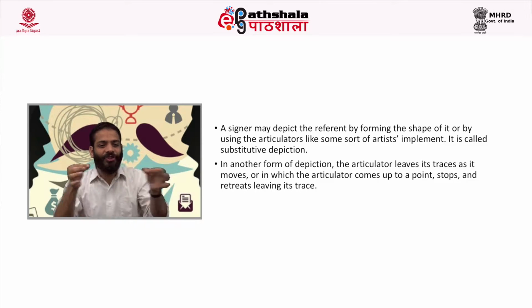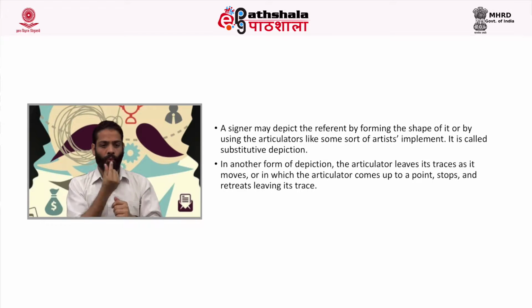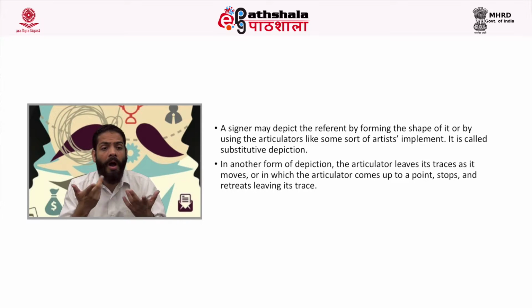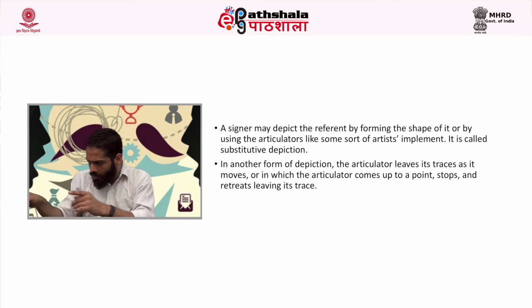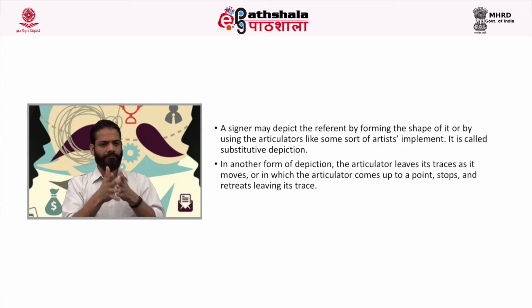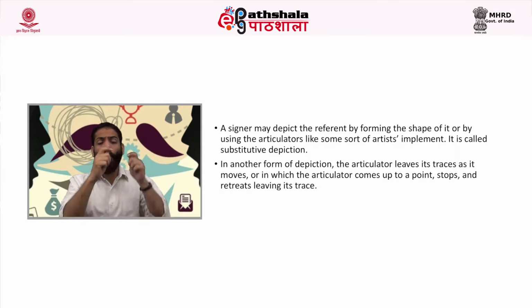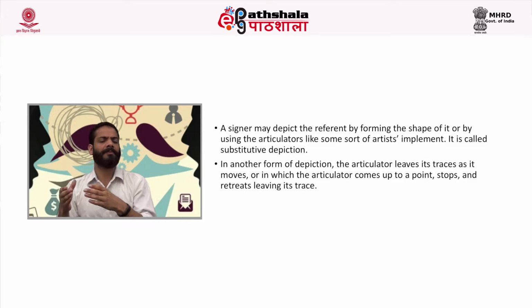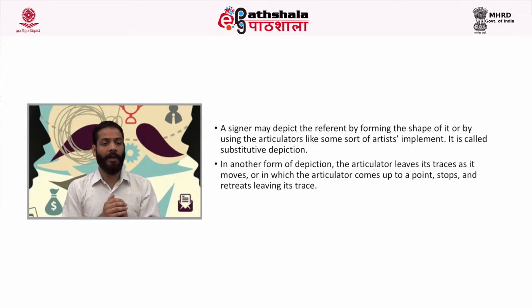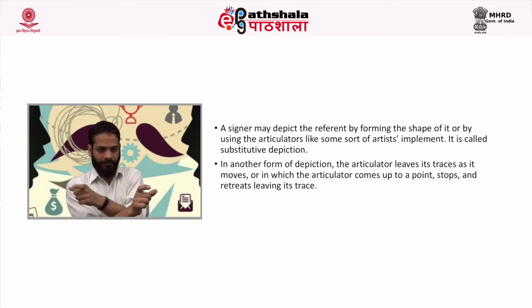On the other hand, a signer may depict the referent by forming the shape of it or by using the articulators like some sort of artist's implement. That is called substitutive depiction. In another form of depiction, the articulator leaves its traces as it moves, or the articulator comes up to a point, stops and retreats, leaving its trace. These iconic aspects of signs are manipulated in the special heightened uses of language. It does not play any role in recognition and memory and in acquisition.